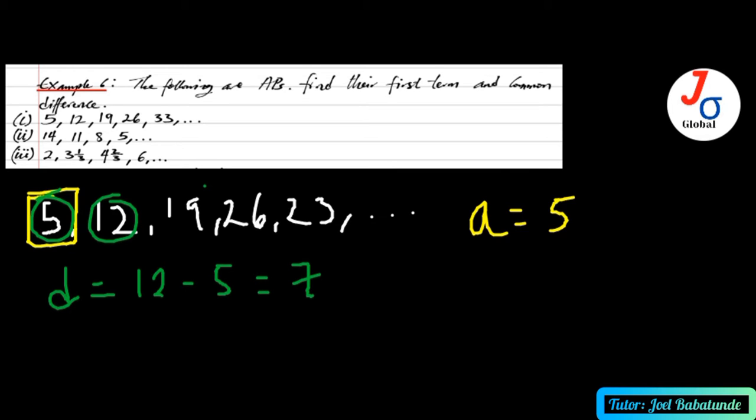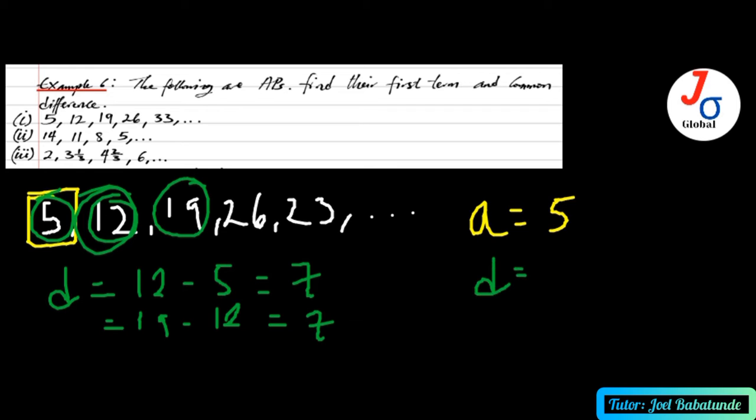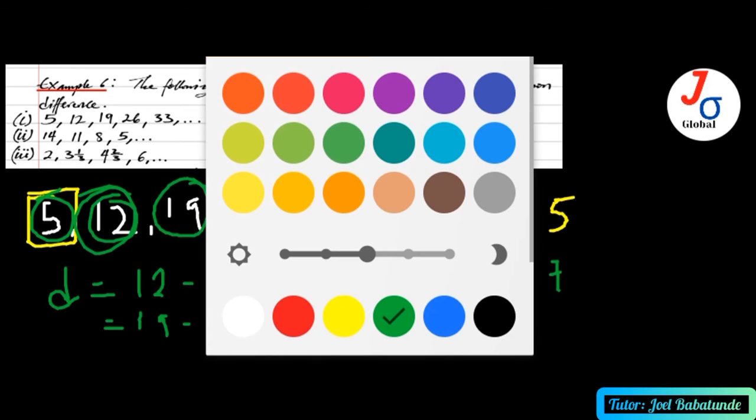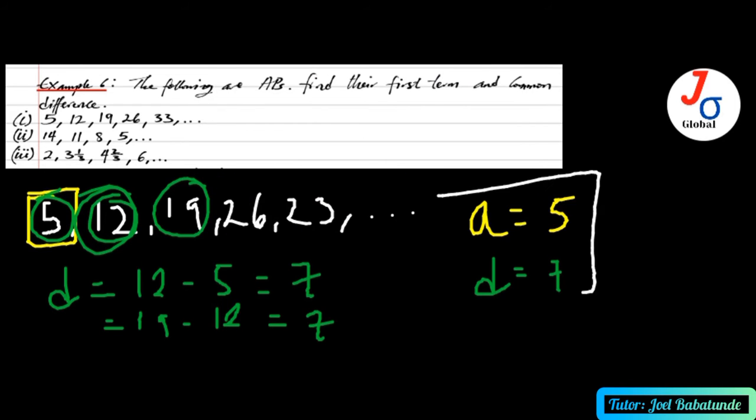Or I could say 19 minus 12, and 19 minus 12 is actually 7 too. So the common difference here is actually 7. So this is the answer to the first question.